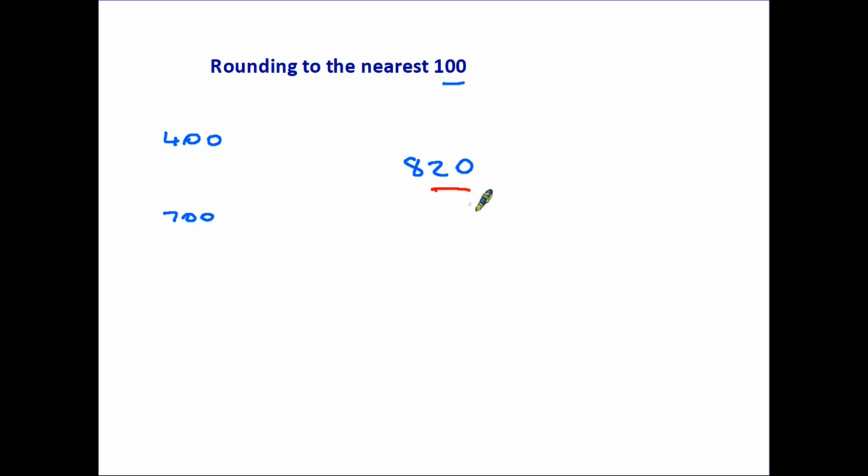Rather than just looking at this last number here as we did before, we have to look at the last two numbers. And the rule we have here is if those last two numbers are 50 or above, so not 5 this time but 50, we round up to the nearest 100. If they are below the number 50, then we go down. So in this example, 20 is less than 50, so we have to round down to the nearest 100, and that would be 800.